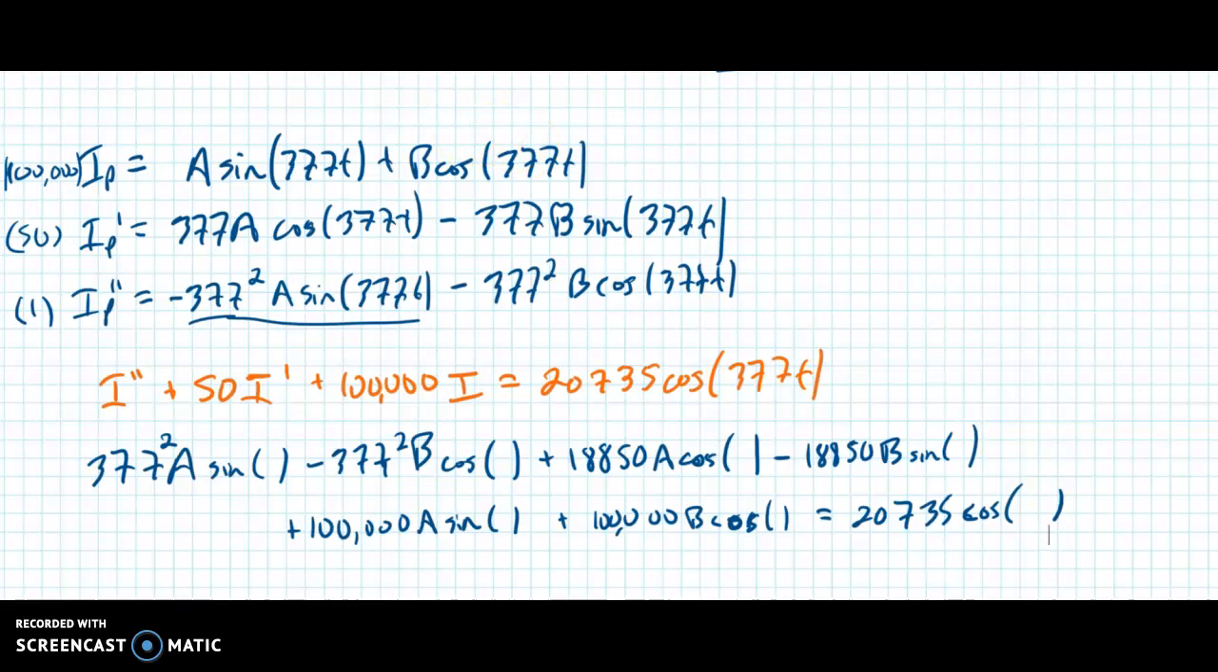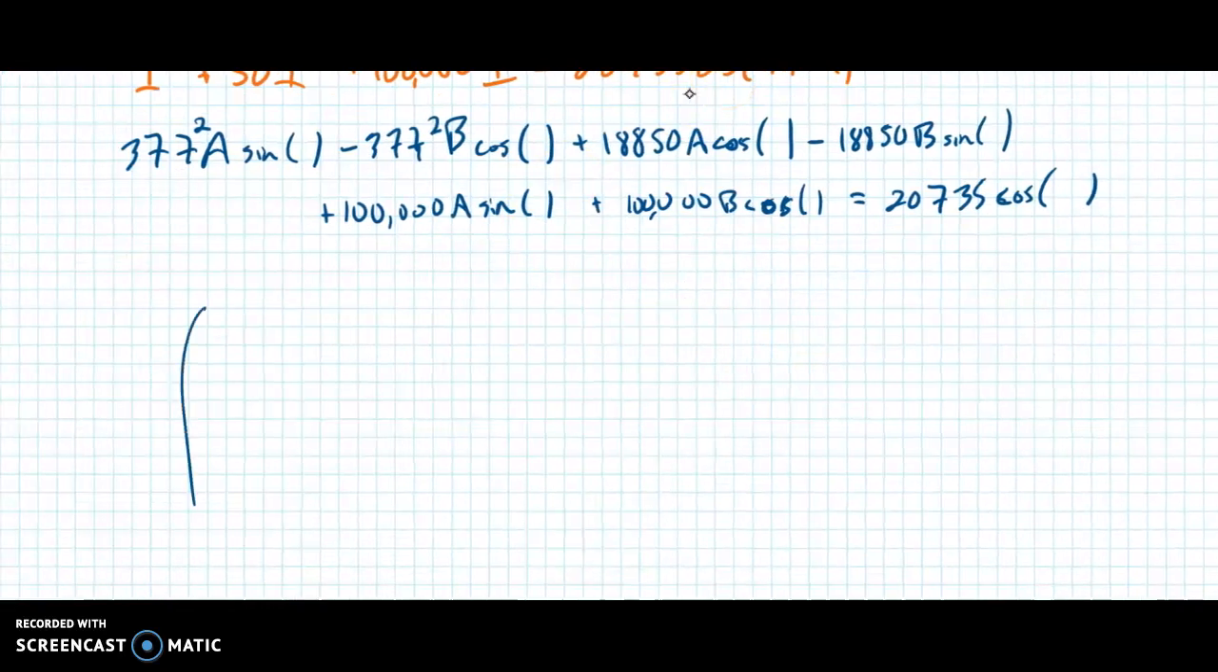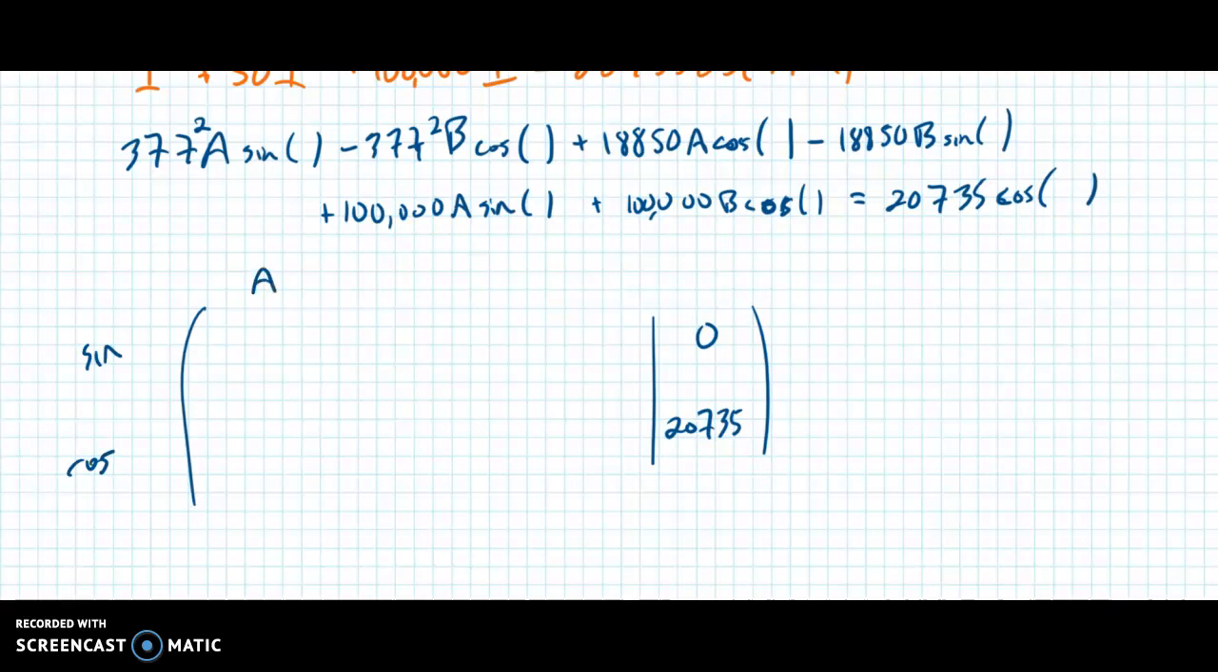So I'm going to build out, well, okay, I'm running out of time, but I'm going to build out my matrix. I'm going to give myself a little bit more space. All right, so I've got a 0 line and a 20735 line. This is the cosine, this is the sine. I need A terms and B terms. So I'm going to color code some things. I'll underline all the sines. 1, 2, 3. So notice A has a 377 squared and 100,000.